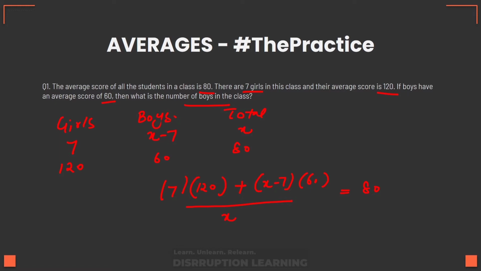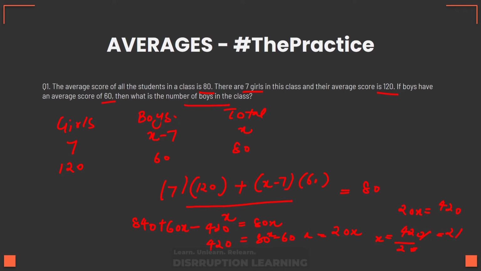So 7 into 120 is 840 and this is going to be 60x minus 420, which is equal to 80x. If we solve it further, 420 is equal to 80 minus 60, so 20x. If 20x is 420, x is 420 by 20. Very simple. This is 21.